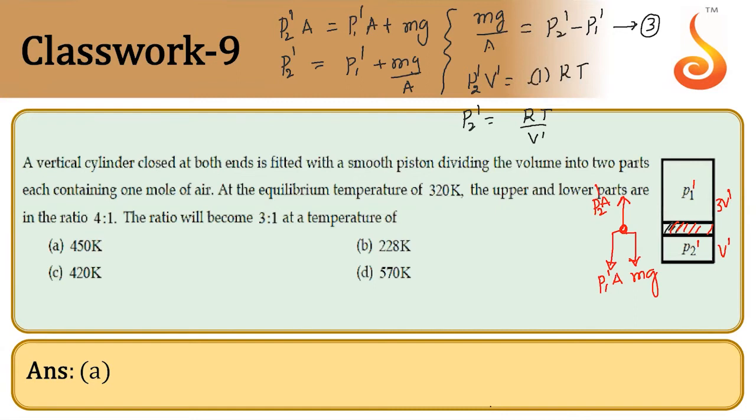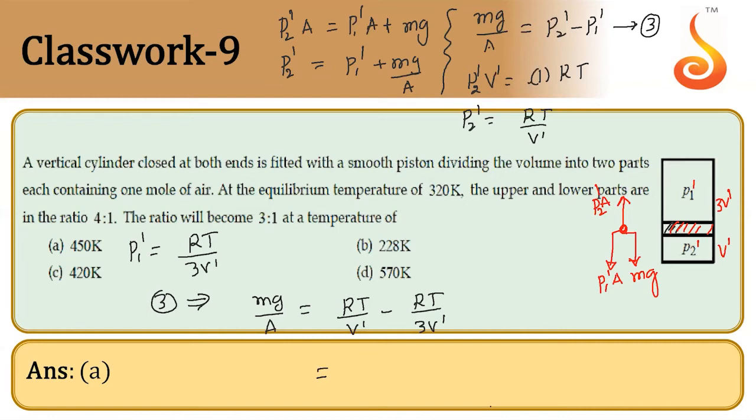Similarly, P1 dash is equal to RT by 3V dash. Substitute this P1 dash and P2 dash in equation number 3. We substitute in equation number 3, what you will get? Mg by A is equal to P2 dash minus P1 dash, that is RT by V dash minus RT by 3V dash.